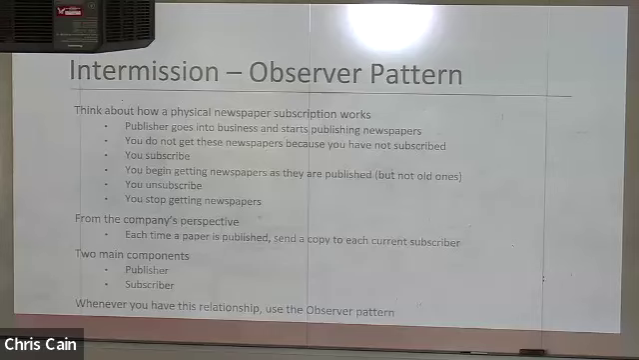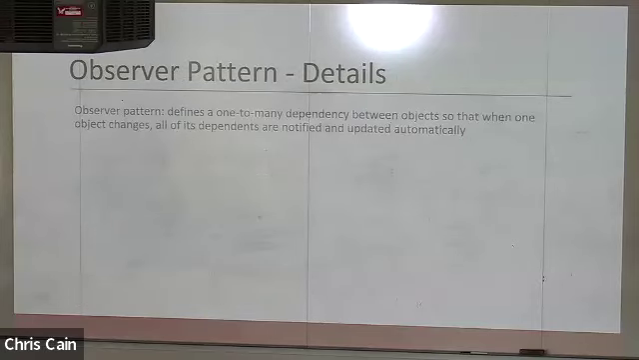So let's take a look at some of the details. We have a one-to-many dependency between objects. We have one publisher and potentially many subscribers. When one object changes, all of its dependents need to be notified about that change and updated automatically about that change.